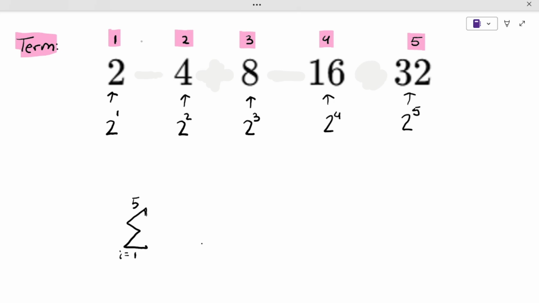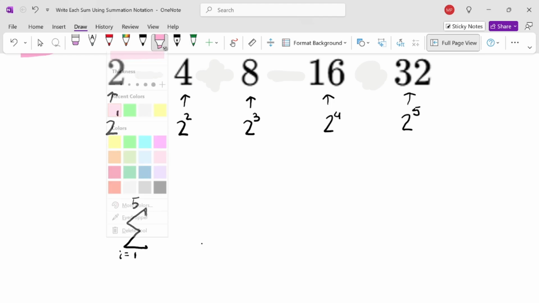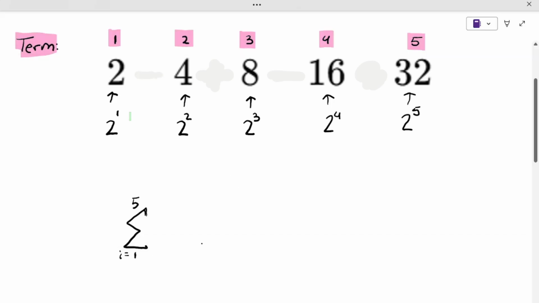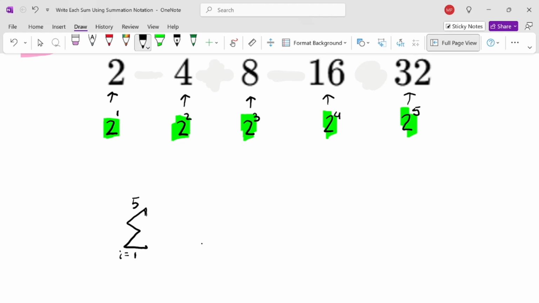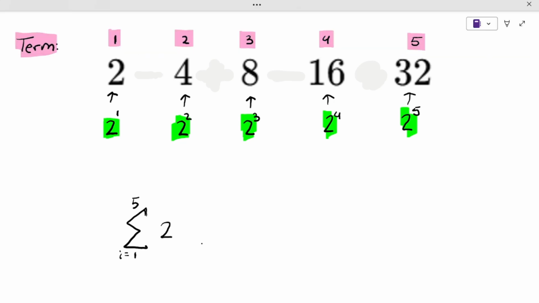So with that being said, our expression, our f of I that's going to be plugged in here, what's staying the same? All of our 2's, I'm feeling Cosmo and Wanda, so we're doing pink and green. All of our 2's, our bases, are staying the same. So that means we can put 2 as the first part of our expression, and it's being raised to the term number, which we already defined as the variable I. So we're just going to raise it to I.